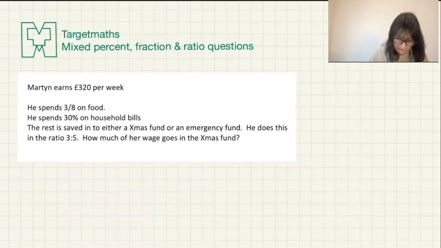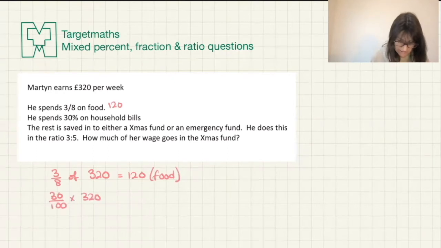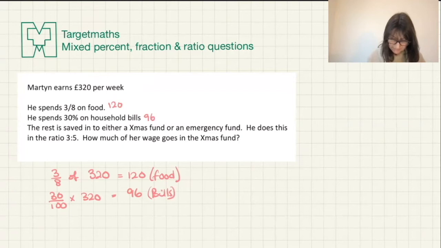Okay, so we've got to find 3/8 of 320. So pop that in your calculator and you've got 120. So 120 on the food. 30%, so 30 over 100 times 320. And that is going to give us 96 on the bills. So we've got 96 on the bills there.